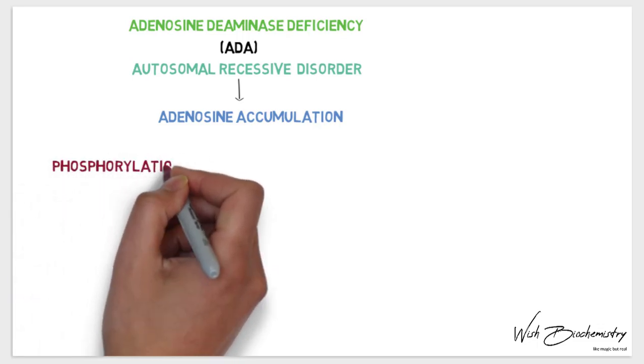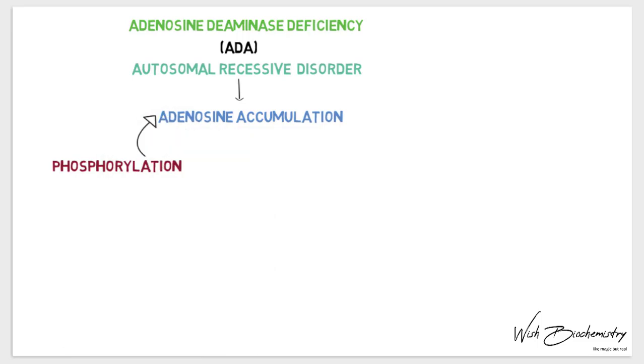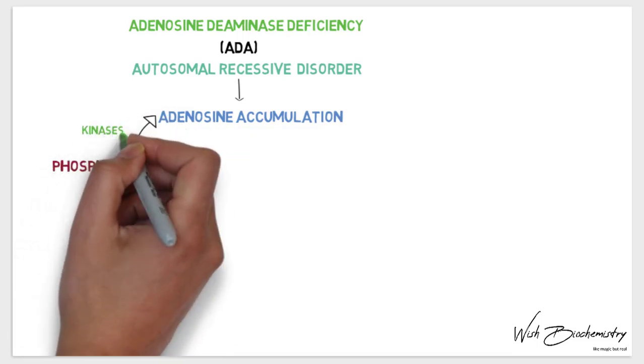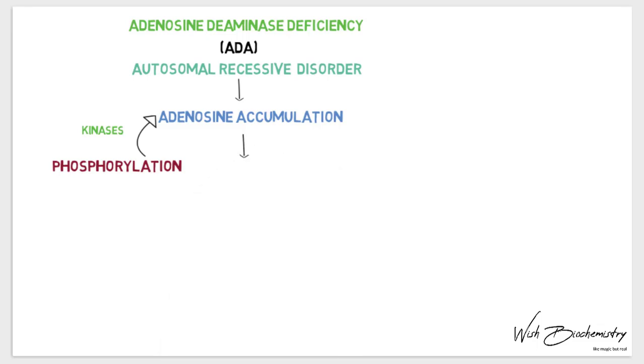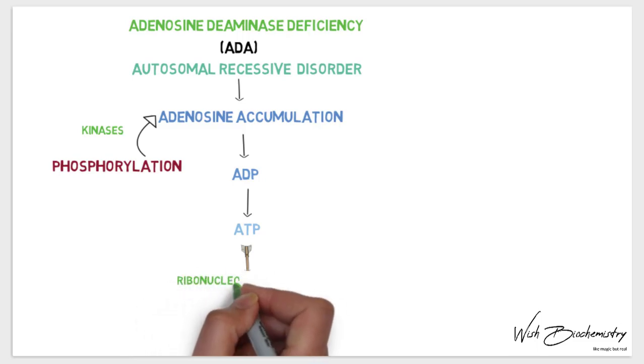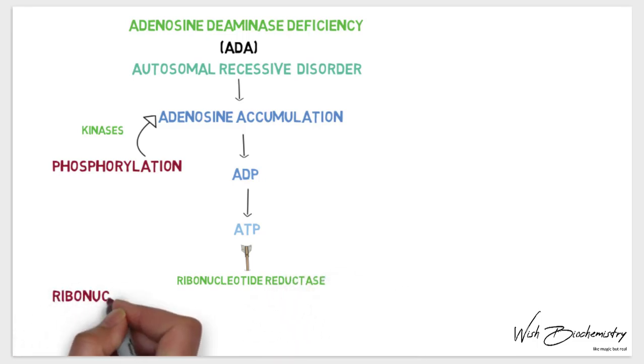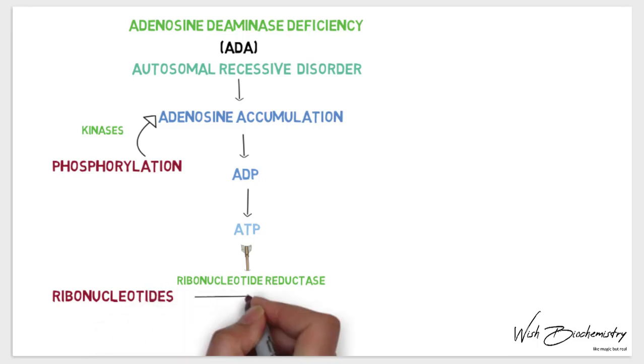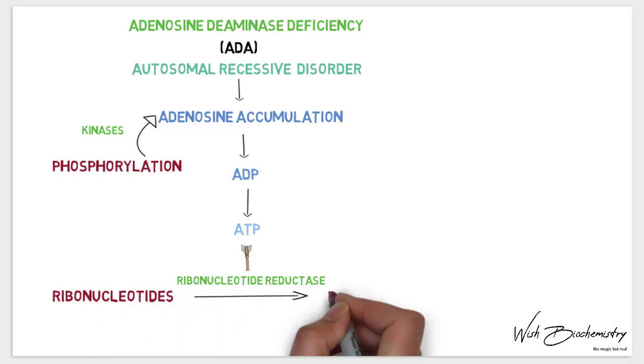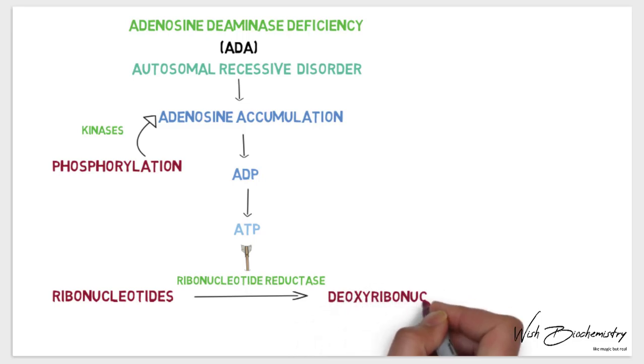This accumulated adenosine is phosphorylated by the kinases and results in the formation of adenosine diphosphate. Further phosphorylation results in the formation of adenosine triphosphate. This ATP inhibits an enzyme, ribonucleotide reductase. This ribonucleotide reductase is a key enzyme that mediates synthesis of ribonucleotides to deoxyribonucleotides, the building blocks of DNA, replication and repair.